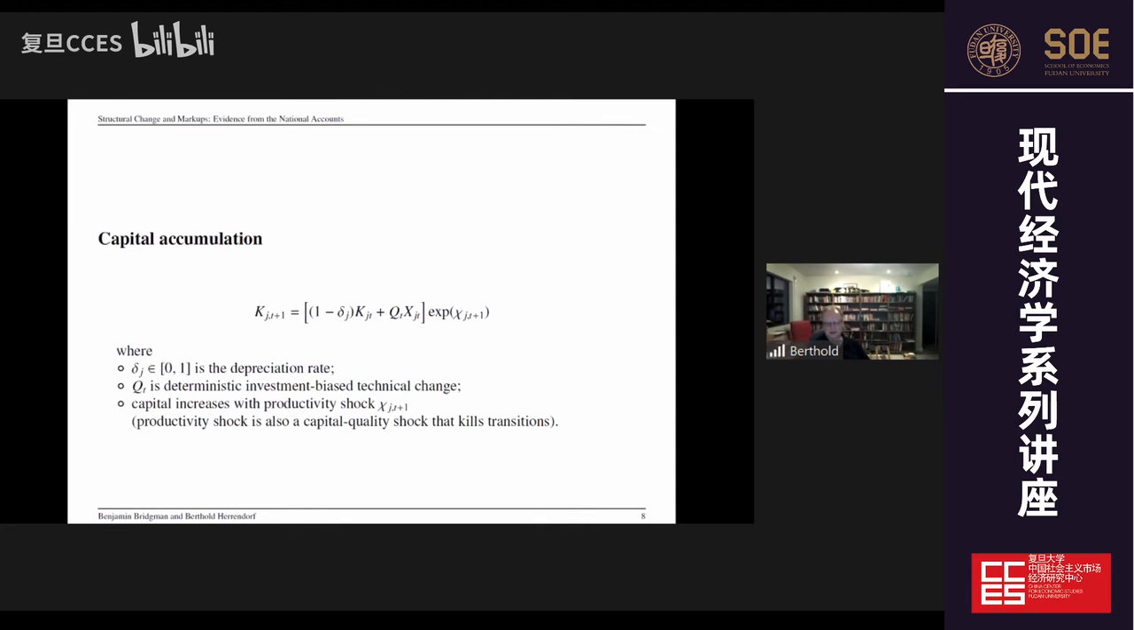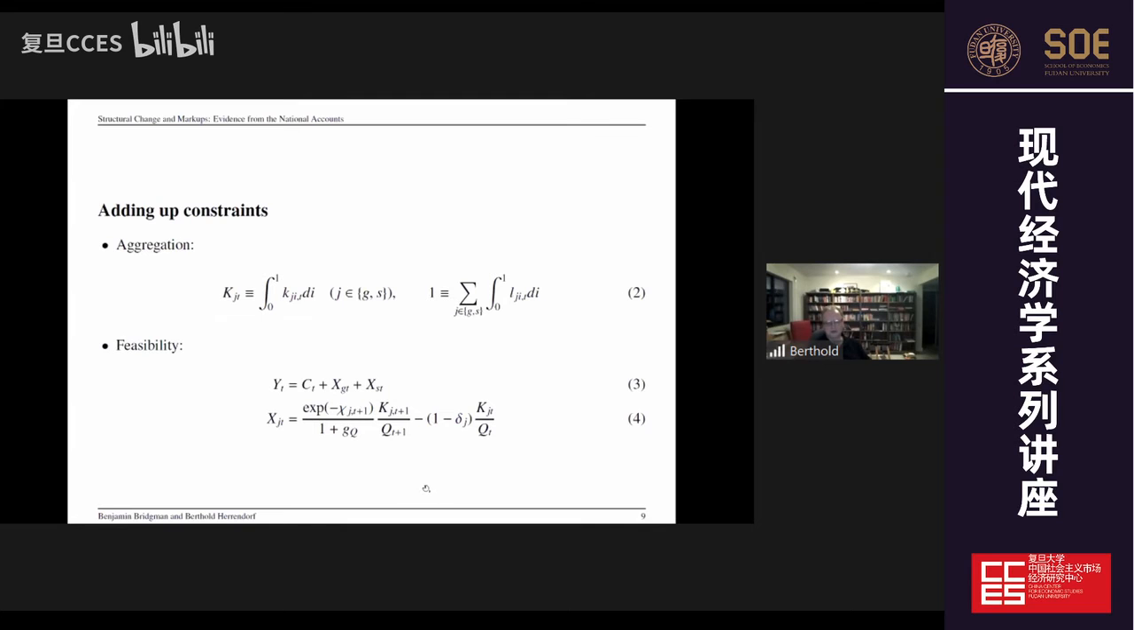Now, we're going to calibrate stuff to 15, 20-year periods. So the transition is not something we think is super important here. I think that's why this is fine for now. Usually adding up constraints. Capital in each sector is integrating over all firms. Labor in total is integrating over all firms in each sector and then summing it up. And the total labor endowment is normalized to 1.